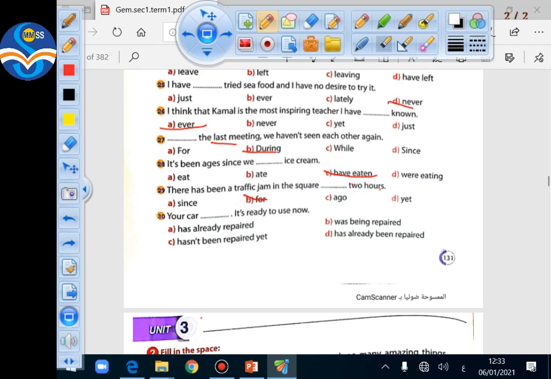"Your car, it's ready to use." This is a passive sentence because he started with the subject. So I should start with the helping verb, and the verb to be in the past participle form, and then we put the past participle. So: has already been repaired. I think I'm done with the present perfect. I think everything is clear right now.